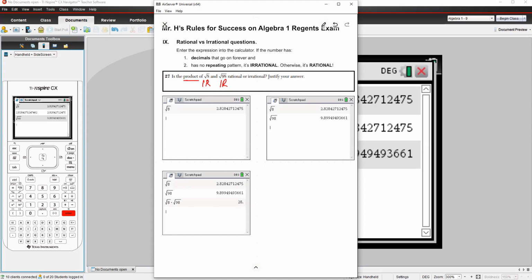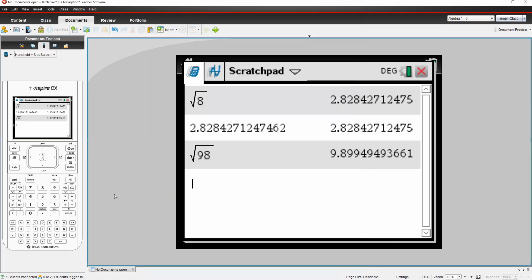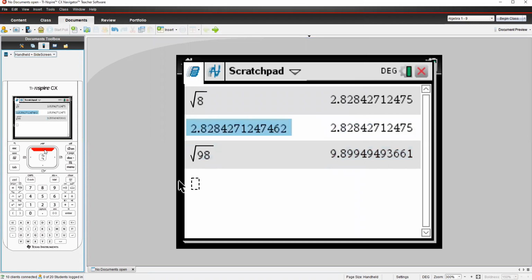That means you have to know what product means. Product just means that you're multiplying these two numbers. So that's what we're going to do. We're going to multiply the square root of 8 with the square root of 98, and then we're just going to look to see what the answer gives us. So let's go back to the calculator. I'm going to copy the square root of 8, and I'm going to go times, and then I'm going to go up here and copy the square root of 98, and I'm going to press enter.